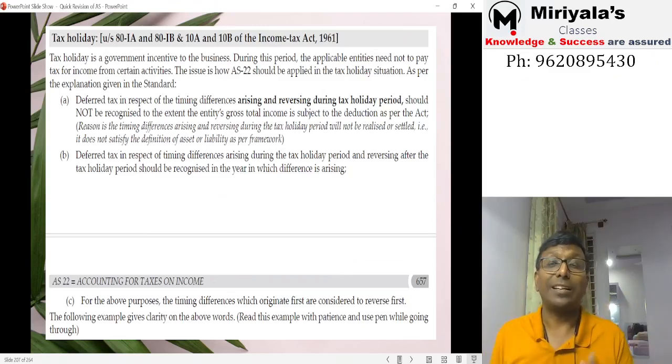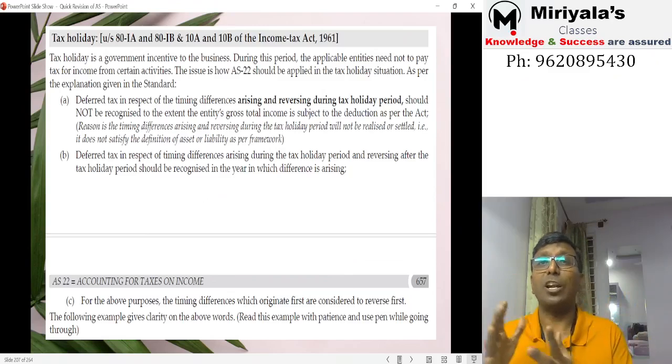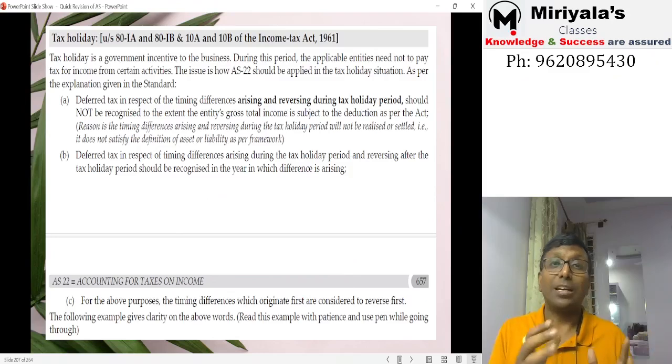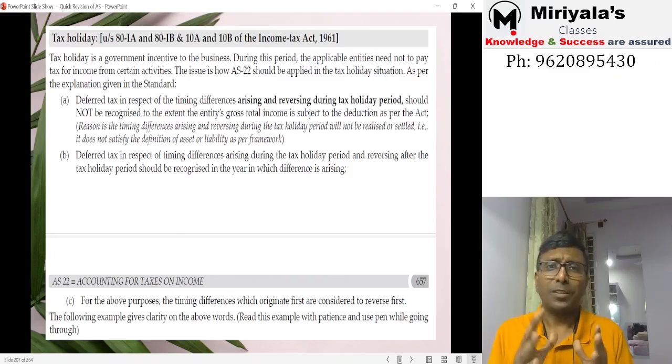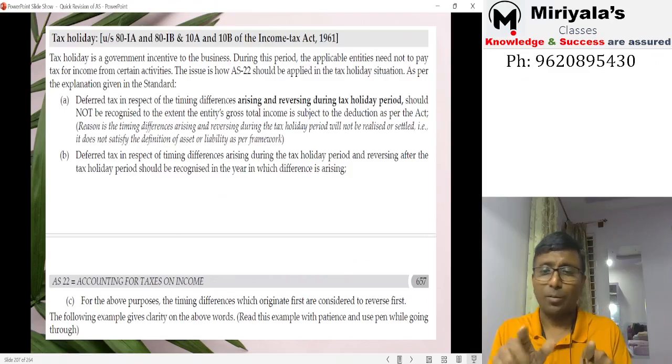And the next new concept is tax holiday due to 80IA, 80IB, 10A, 10B, whatever applies. What is a tax holiday? During this period of time, the company does not need to pay any tax. Even though they get X amount of profit, they still don't need to make a payment. That means current tax is going to be zero in the respective year. So what should I do? It is very simple.